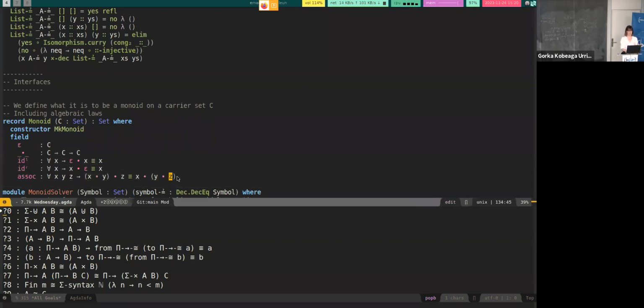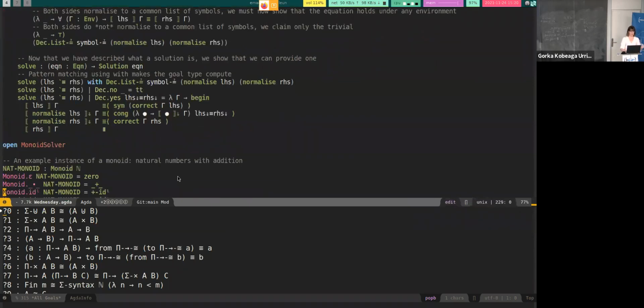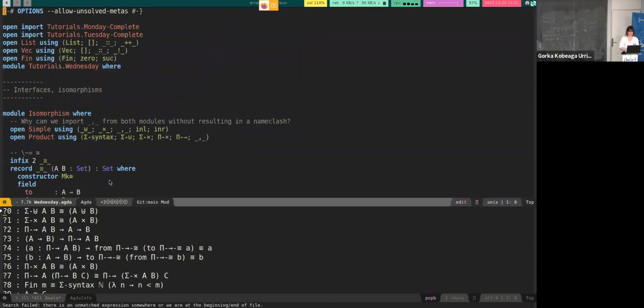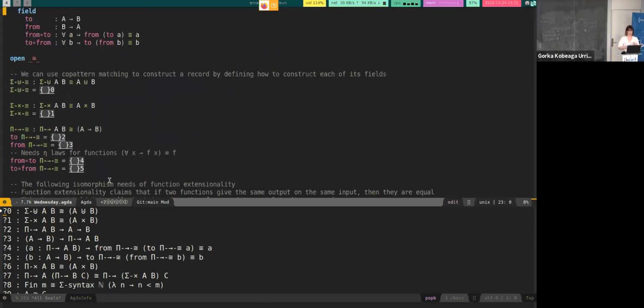And then that's what it is to be a monoid. And then if you want to prove that, for example, the naturals are a monoid, you need to provide these proofs. So in this case, the operator is addition, and the proofs are the ones that we previously showed. So back to there.